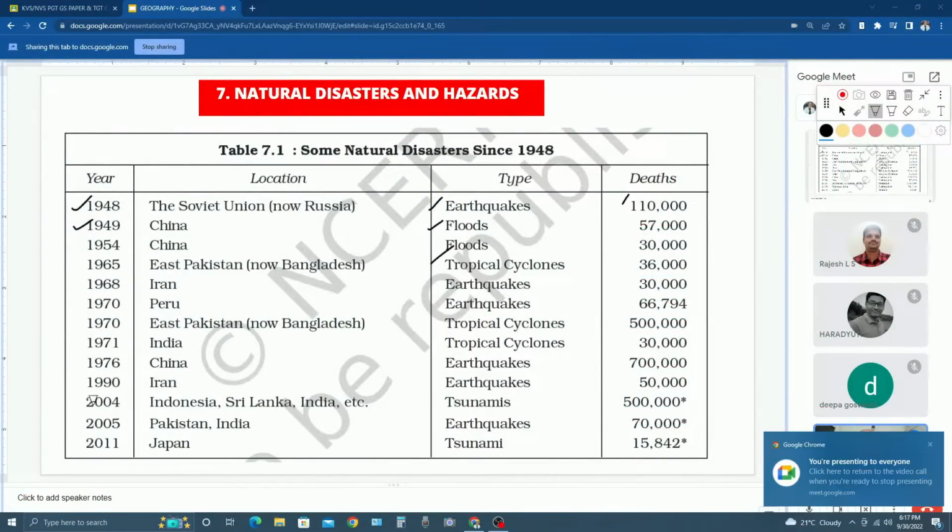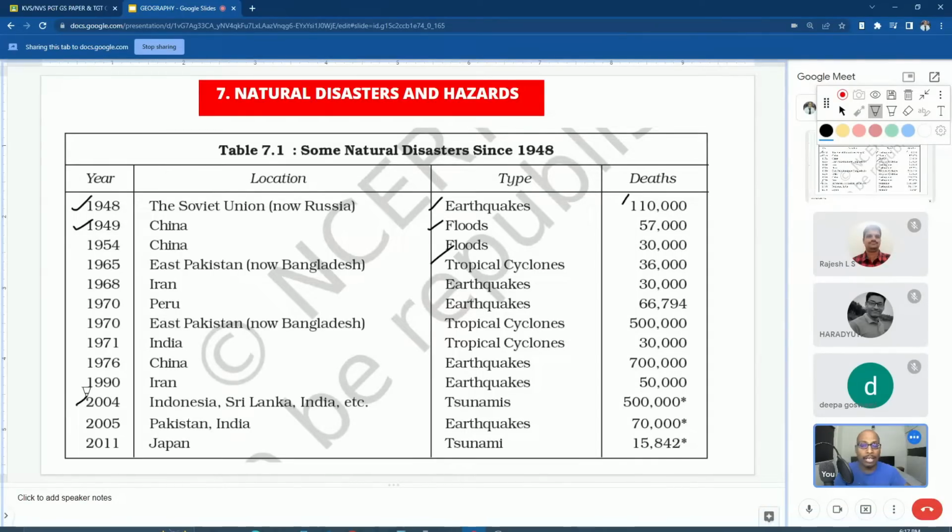Okay, and recently we understood, in 2004, a new disaster which was not known to many people, that is tsunami, and it killed 500,000 people, or 5 lakhs lost their lives during this disaster. And in East Pakistan in 1970, tropical cyclones also killed 5 lakhs people, or 500,000 people. So these were the natural disasters that occurred in the world. Now let us go to the next slide.